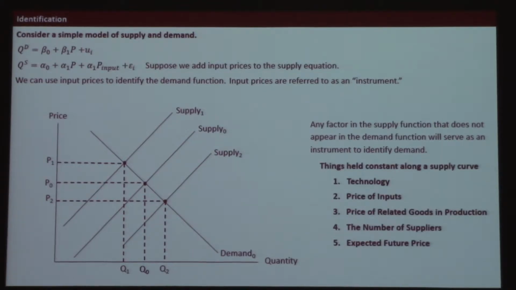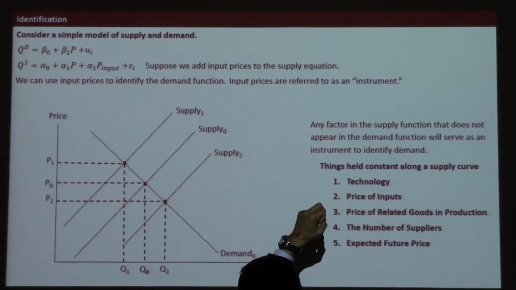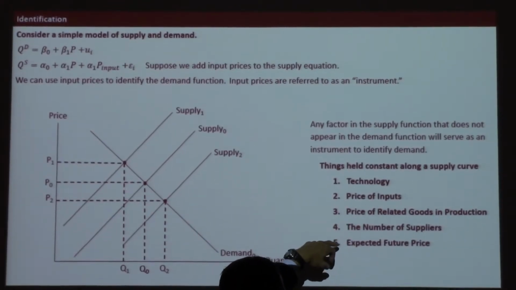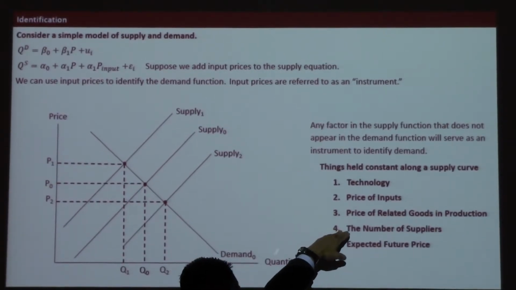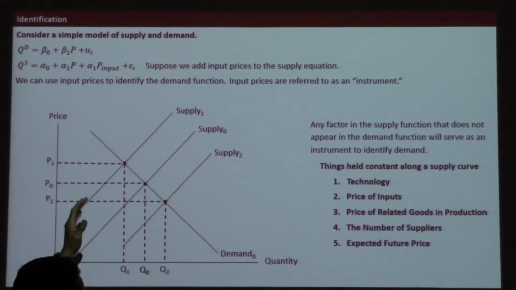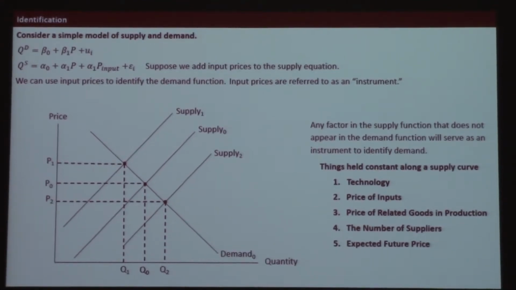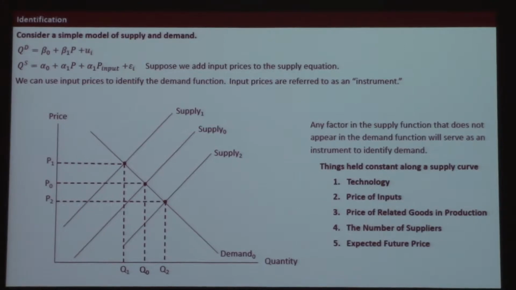curve. All right, and these are the 5 factors we already talked about. So technology is going to be hard. Price of inputs, probably the most common one. Price of related goods in production, sure. These are those complements and substitutes in production, the price of those things. Number of suppliers might make sense too. As you get more competition, that's going to shift that supply curve out there also, and we'll be able to use that. Expected future price, again, that one's kind of iffy, but just kind of knowledge of these factors is going to help us trace out that demand curve, which is what we need to do.